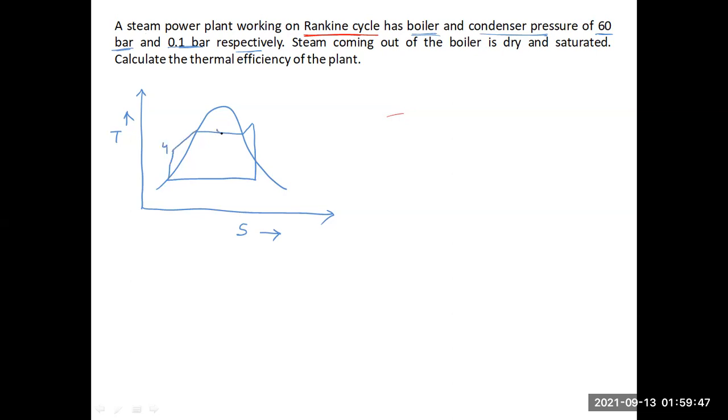Okay, so this is 0.4. Whatever the Rankine cycle I have plotted now, the same thing I am doing over here. And I will tell you, according to the question, how to change this diagram. Okay, so what happens here?